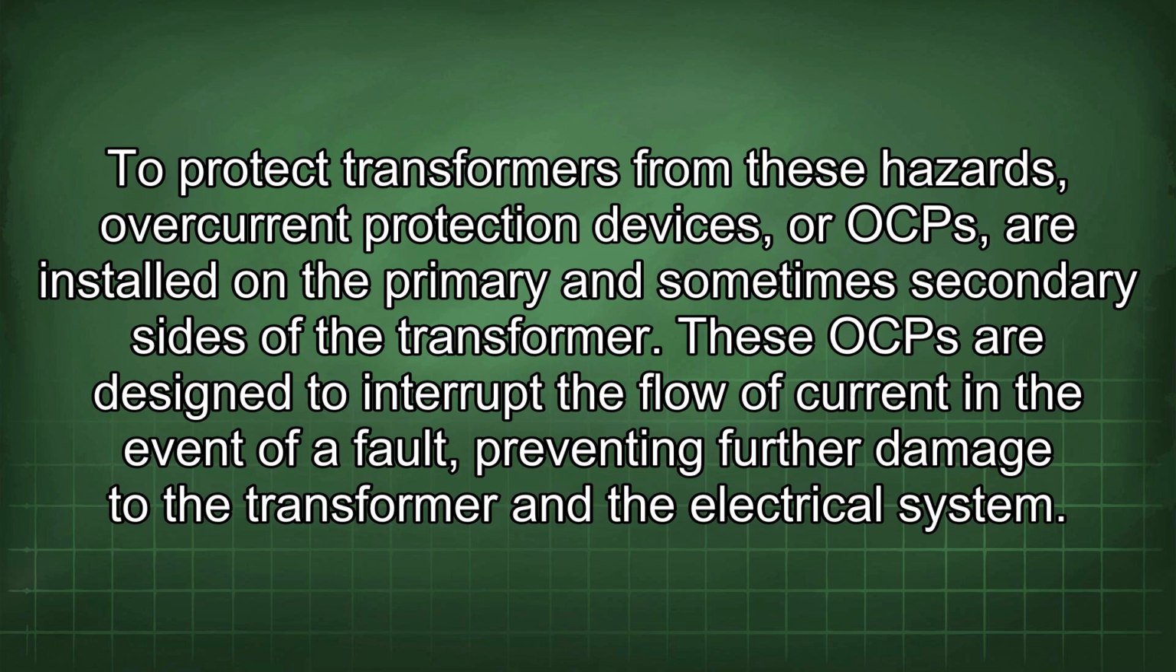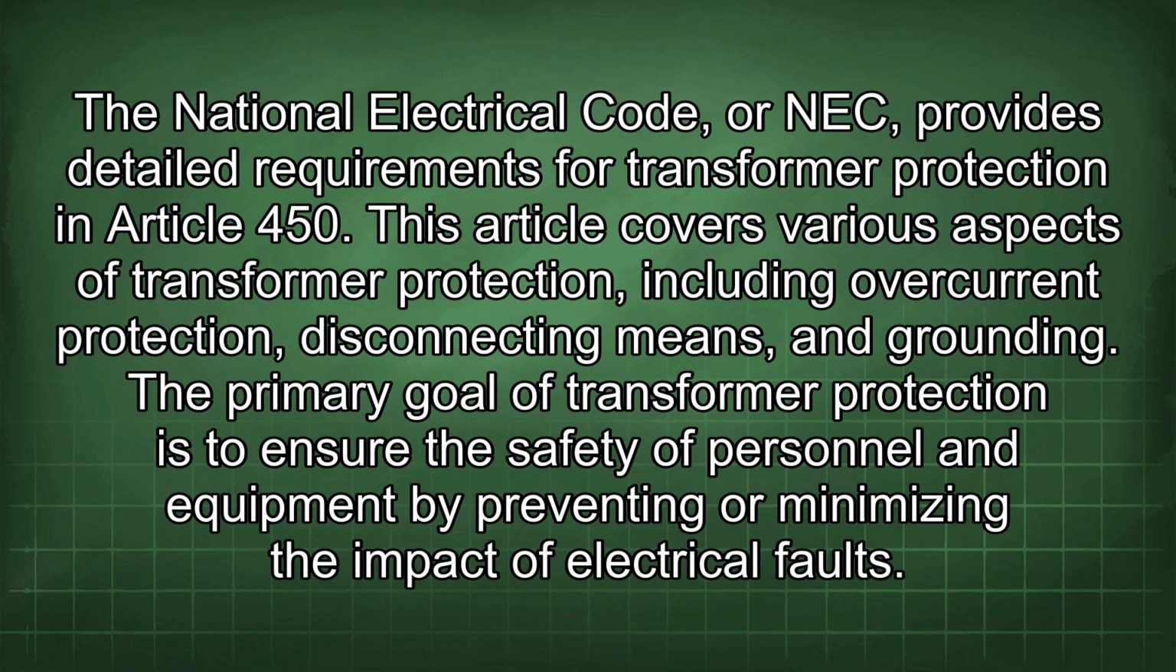To protect transformers from these hazards, overcurrent protection devices, or OCPs, are installed on the primary and sometimes secondary sides of the transformer. These OCP are designed to interrupt the flow of current in the event of a fault, preventing further damage to the transformer and the electrical system. The National Electrical Code, or NEC, provides detailed requirements for transformer protection in Article 450. This article covers various aspects of transformer protection, including overcurrent protection, disconnecting means, and grounding.